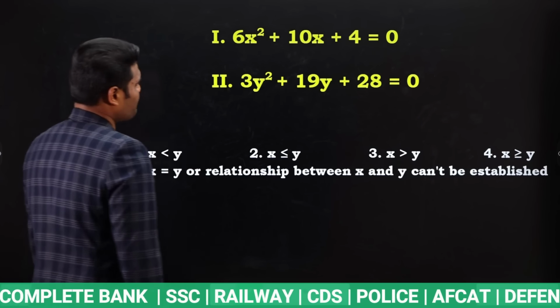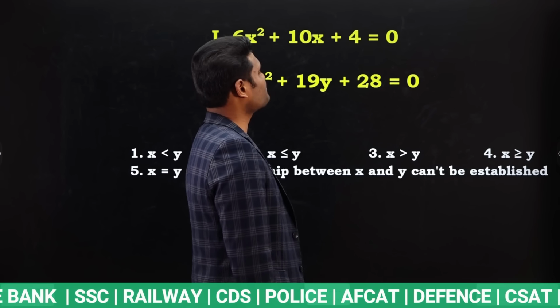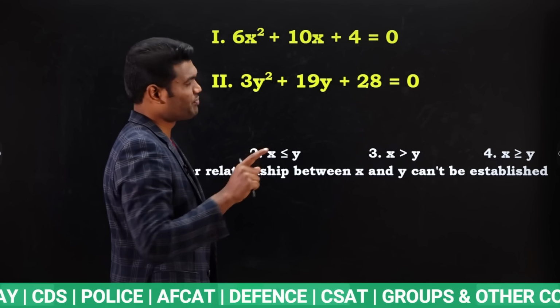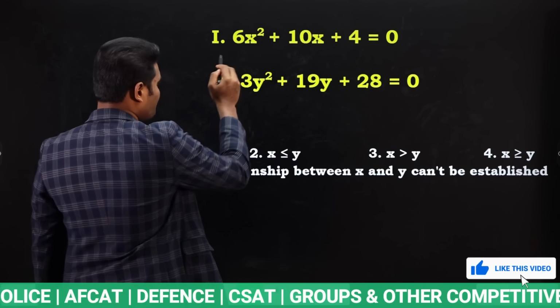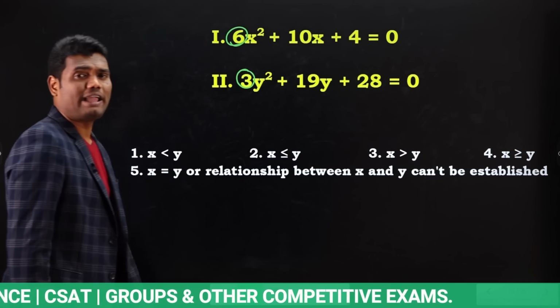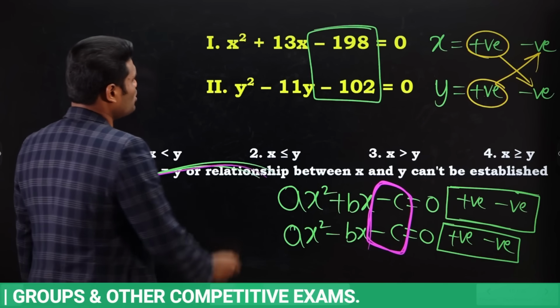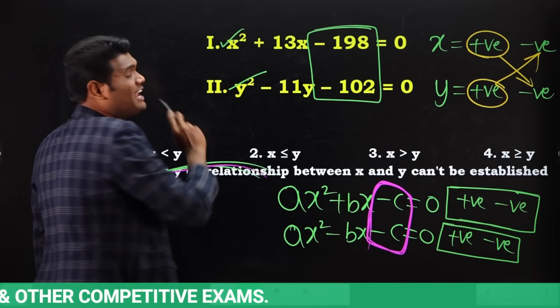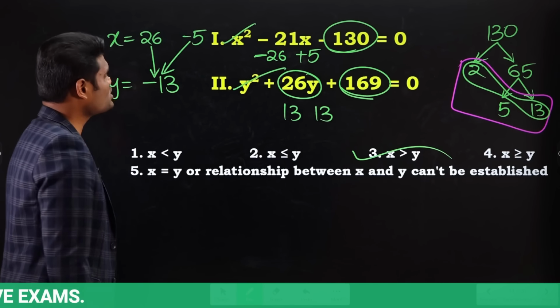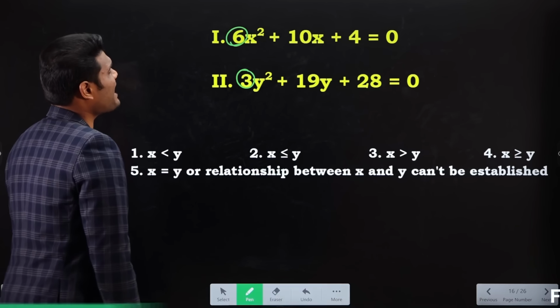Okay. Now look here. 6x square plus 10x plus 4 equal to 0. 3y square plus 19y plus 28 equal to 0. Now observe carefully. In this we are having a value, yes or no? If you observe in our previous questions, we don't have a value. Look here, a value is 1. But in this question, we are having a value.